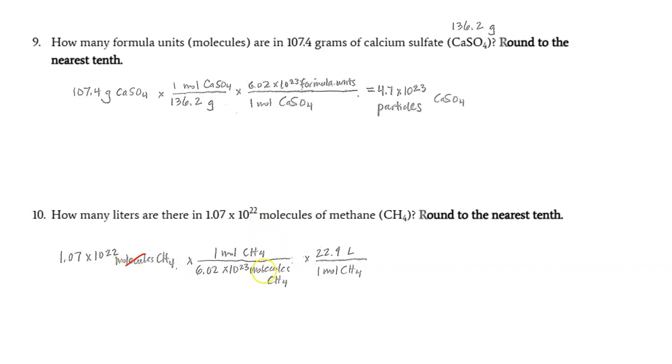So when I do this step, molecules cancel, moles cancel, and my answer will be in that unit liters that I'm left with. And I should get 0.4, which is rounded to the nearest tenth, liters of methane. And that is the end. So correct numerical answer, rounded, correct unit, correct substance.